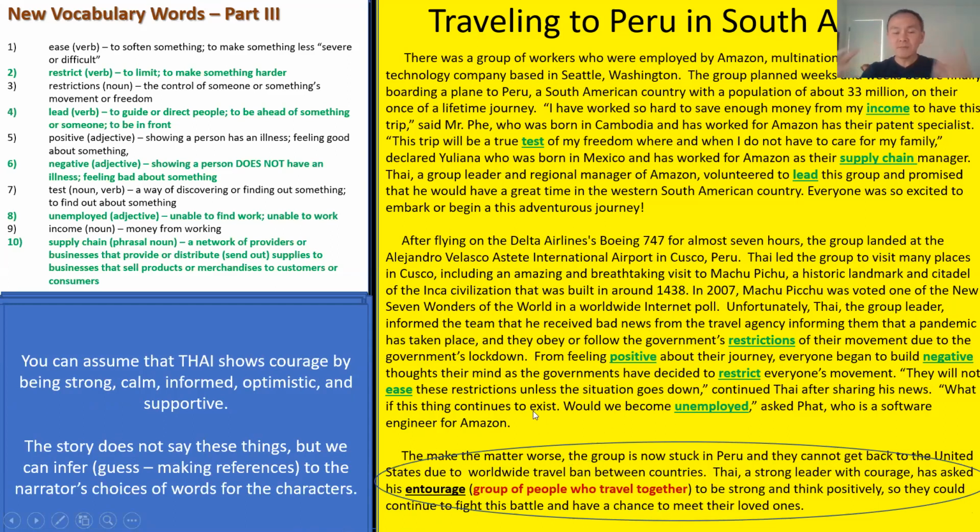And he's very optimistic, because he's hopeful, he's very positive, and he's supportive. Well, see, the narrator doesn't tell how he is supportive, but we can look at how the narrator used the words to support the character, okay? Thai is a strong leader. Well, if you are a strong leader, you have to be optimistic, you have to be supportive, you have to remain calm, you have to remain strong.